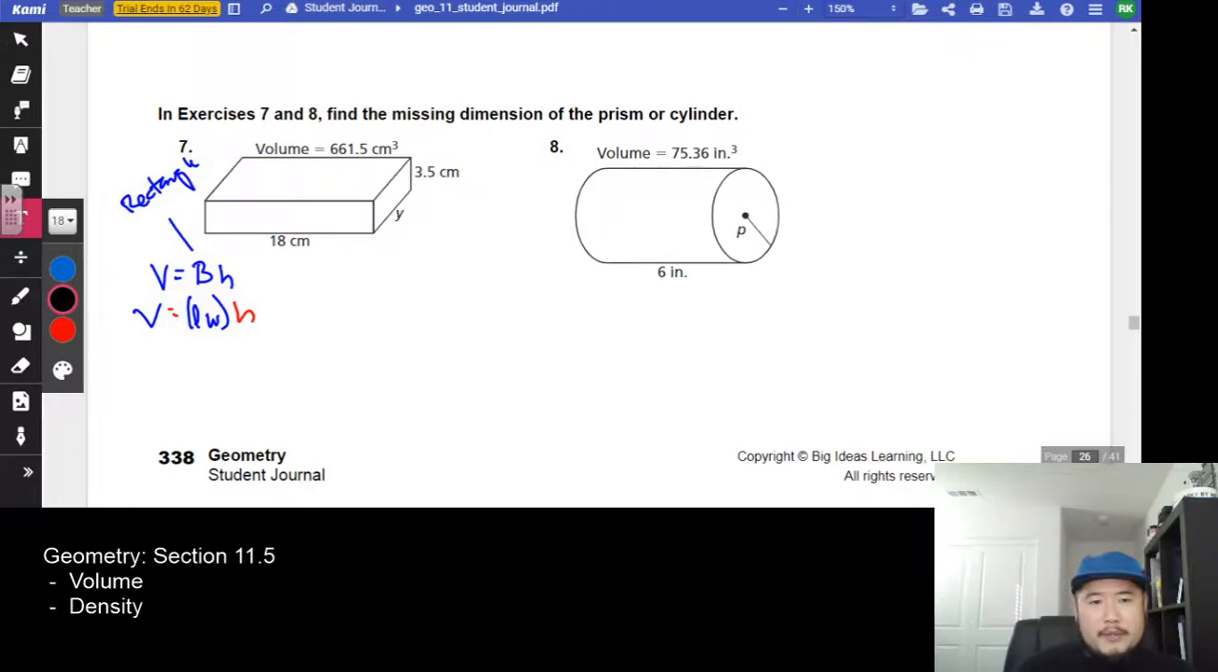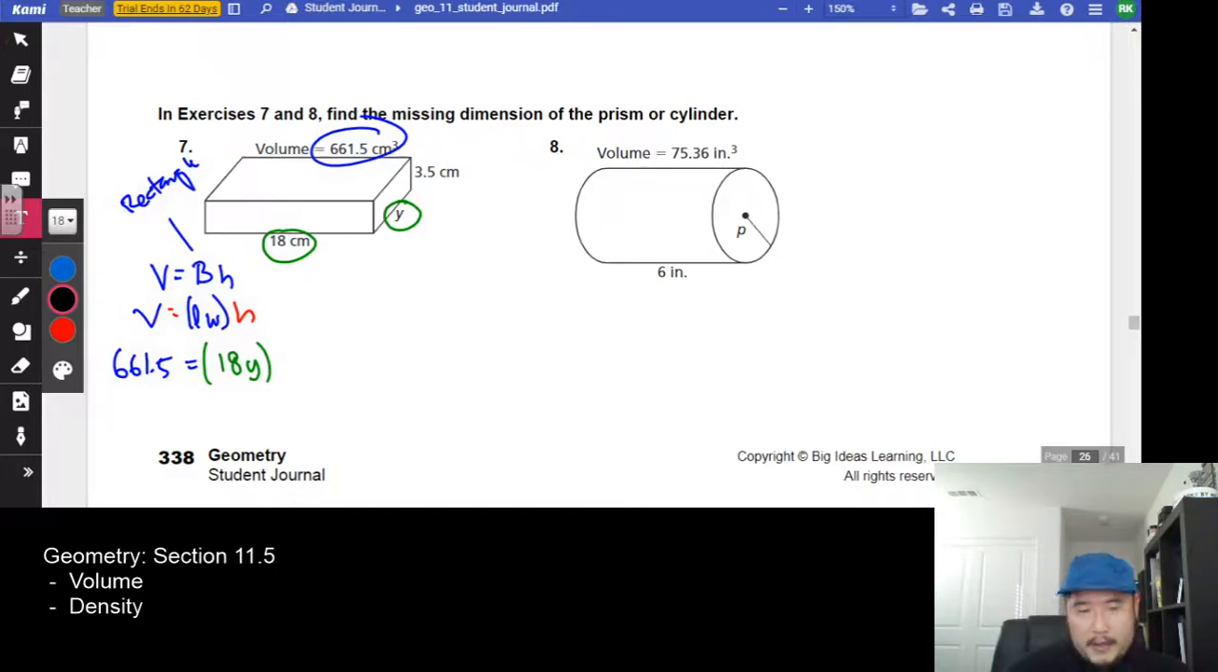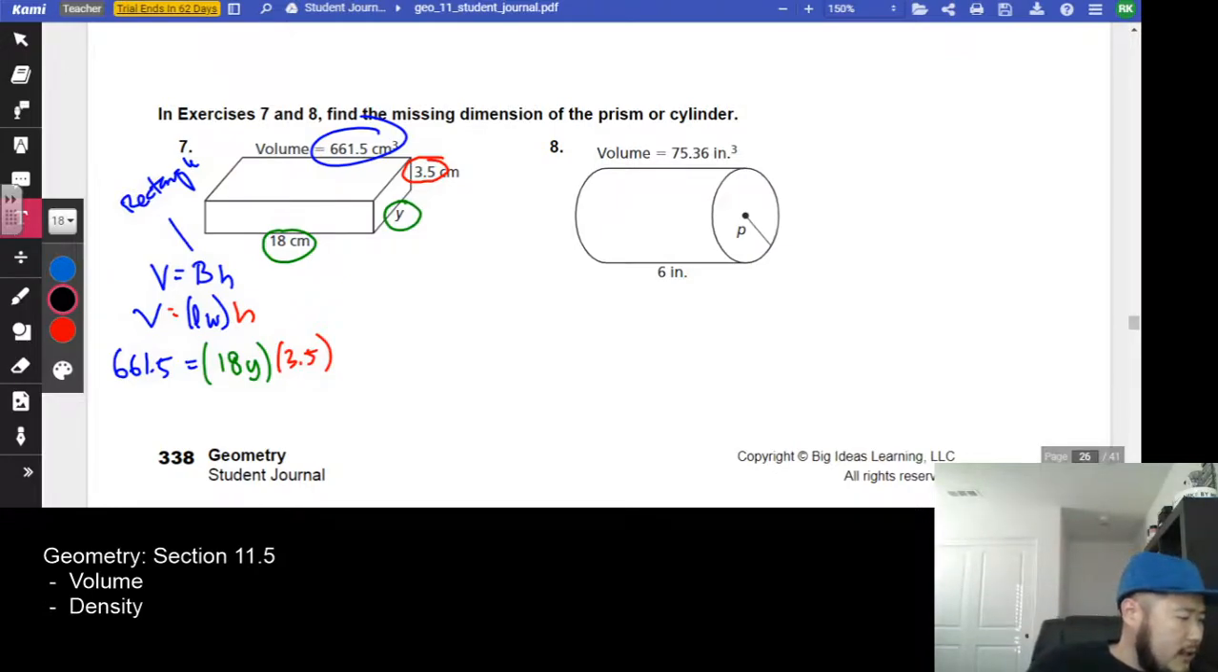They actually give us a lot of information here, right? They tell us what the volume is, 661.5. The length and width, we can go ahead and use 18 and y. So what we know is that we got 18 times y right there. That's our base of the rectangle. And then that makes this 3.5 centimeters right here. That'll be our height. And then you just have to work on getting y by itself. You can start off by multiplying 3.5 with 18y.